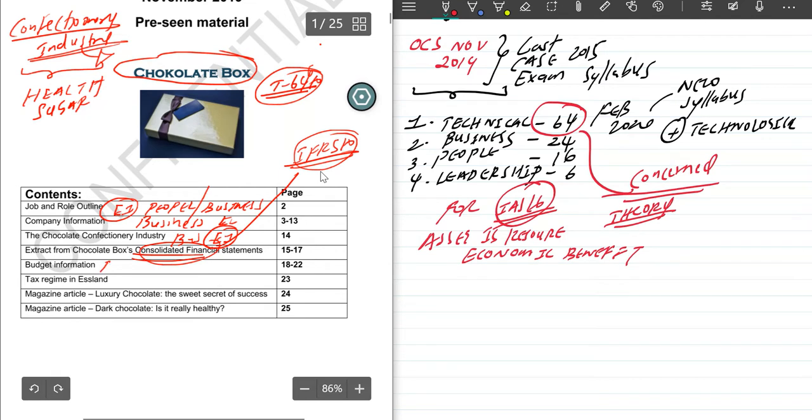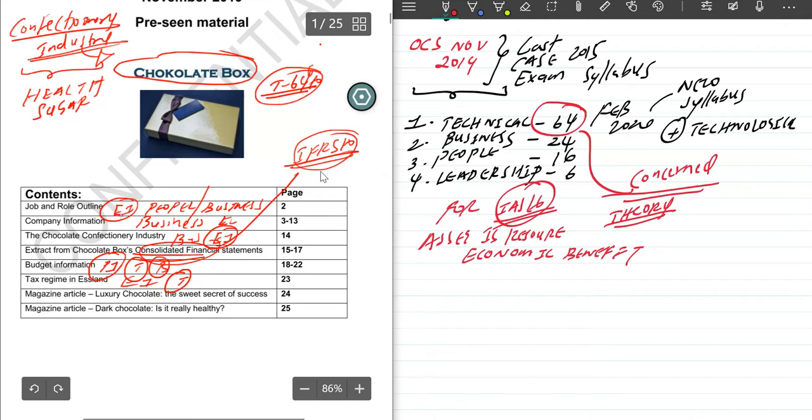Then the budget information, I can clearly say that is the P1 subject, and again it's a little bit of technical skill and a little bit of business skill. The tax regime is F1, I think you know, and it is mostly the technical skill. So there can be scenarios like tax evasion, tax avoidance, which you can keep in mind.